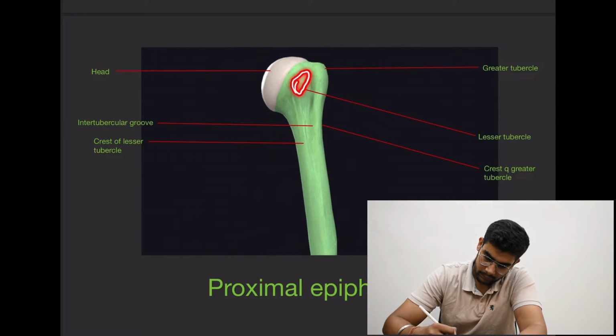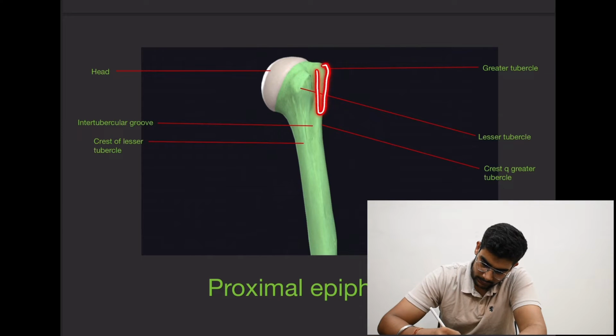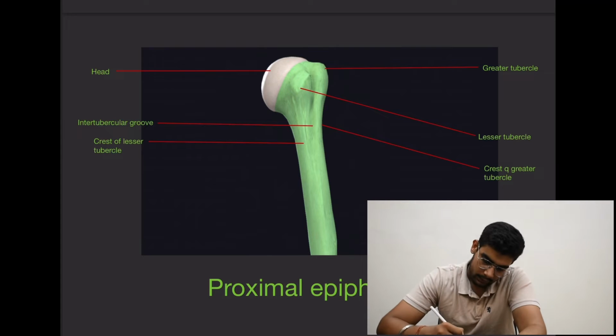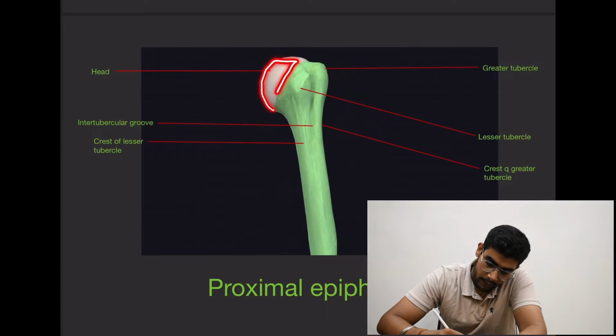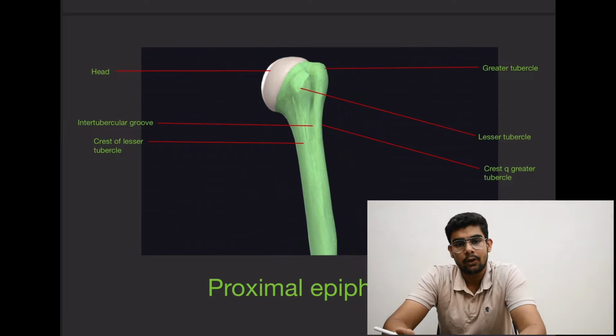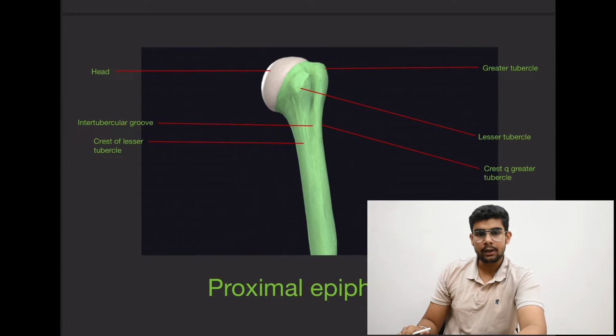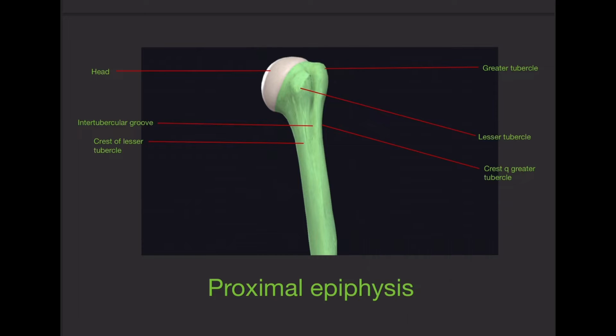This is the lesser tubercle, this is the greater tubercle. These are the crest of lesser and greater tubercle respectively. This is the head of the humerus, which articulates with the scapula to form the shoulder joint. The joint in the shoulder is the ball and socket joint.